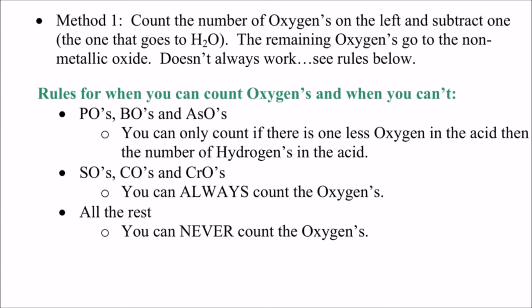If your acid has a SO, CO, or CRO in it, then you can always count the oxygens. You don't have to do the math at all, which is nice. And if it has any of the rest, then you can never count the oxygens. You'll always have to do the mathematical method. Okay? So let's go back and review that mathematical method again.